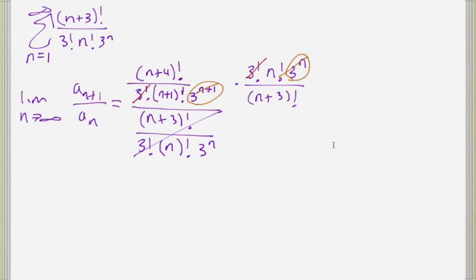Factorials. To cancel a factorial, we want to think about what a factorial really means. So n plus 4 factorial means that I'm going to do n plus 4 times n plus 3 times n plus 2 forever, right? Where n plus 3 factorial means I'm going to do n plus 3 times n plus 2 forever. So I can cancel out the n plus 3 forever, and all I'm left with is that first one of n plus 4. You just get rid of the exclamation point.